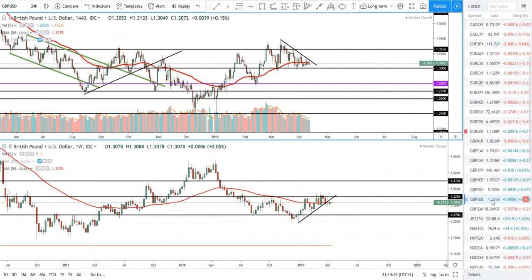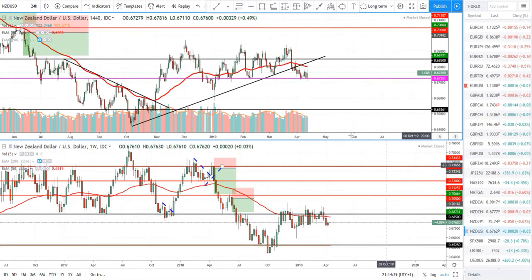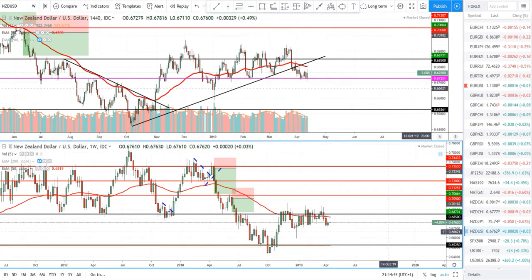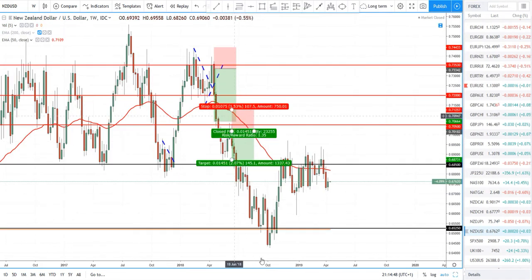So my best pair, I think, so far, Kiwi dollar. I like this pair the most this week. I think it's one of the strongest pairs this week. However, it's a counter trend trade. Let me explain why to you guys. So firstly, I want to go long in this market here.